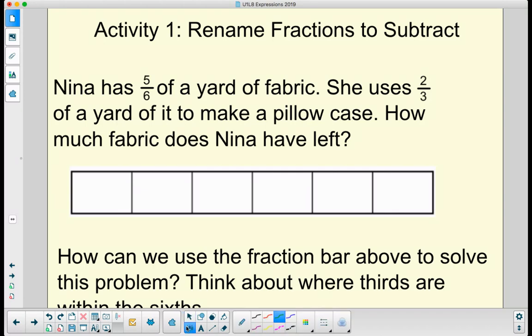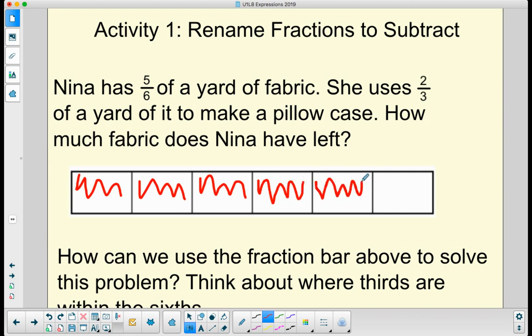So when I draw my diagram, I know that she has 1/6, 2/6, 3/6, 4/6, 5/6 of a yard. Now, she's going to use 2/3 of a yard of it to make a pillowcase. She's not using 2/3 of what she has, she's using 2/3 of a yard.